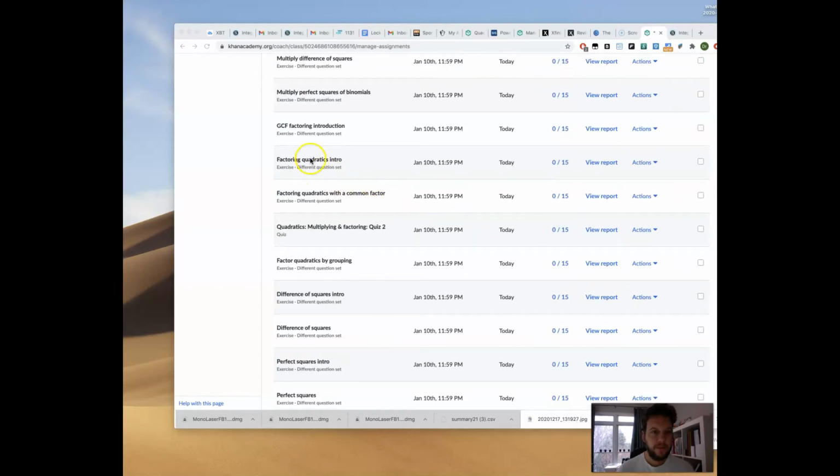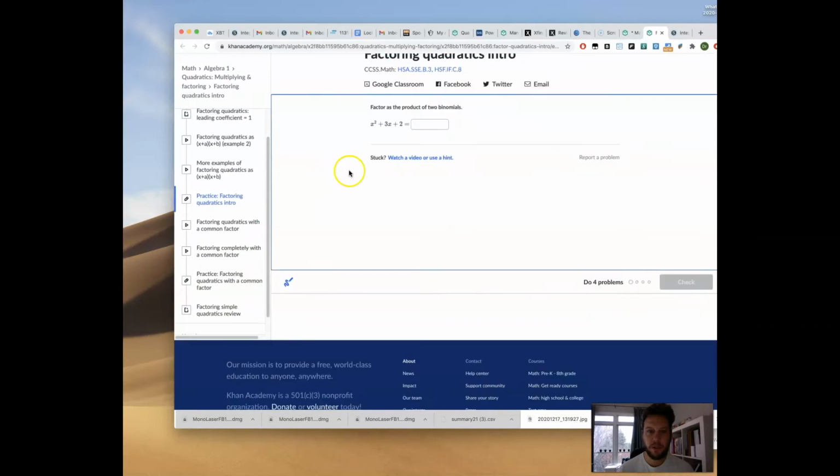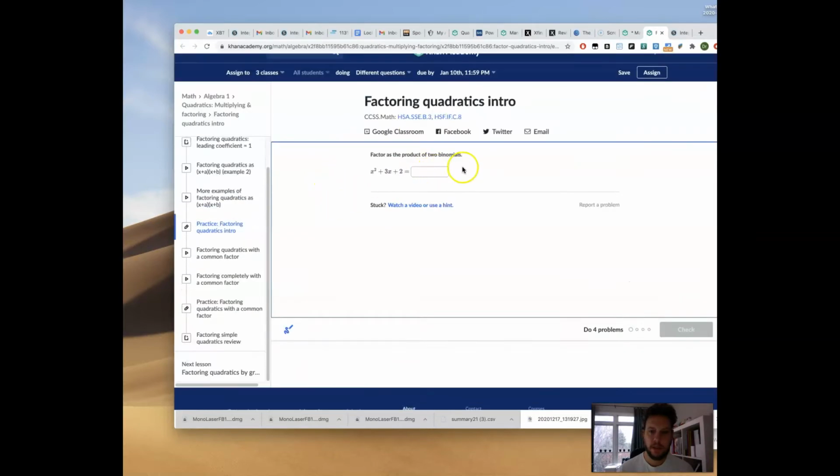All right, I'm going to go through factoring quadratics intro and then factoring quadratics with a common factor. Factoring quadratics intro. So this is the game where we're trying to write this as two binomials.